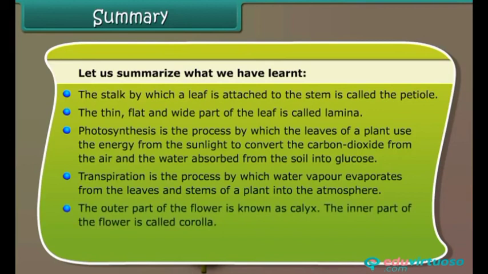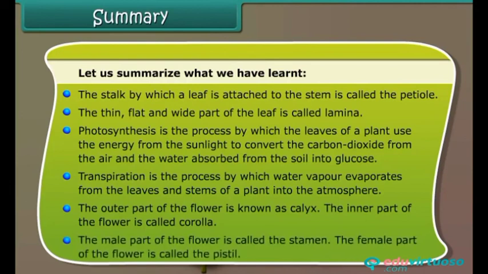and the plant gets cooled. Then the parts of a flower: the outer part of a flower is known as calyx. Okay, the outer part of a flower is known as calyx, and the inner part of the flower is known as corolla. Okay, calyx contains sepals and corolla contains petals. And the male part of a flower is known as stamen, and the female part of the flower is known as pistil.